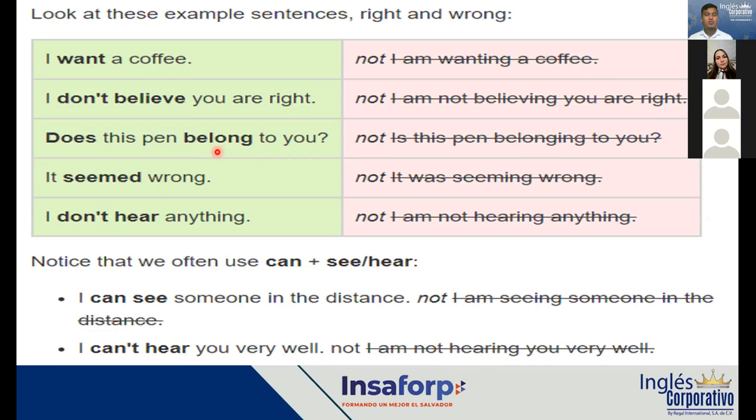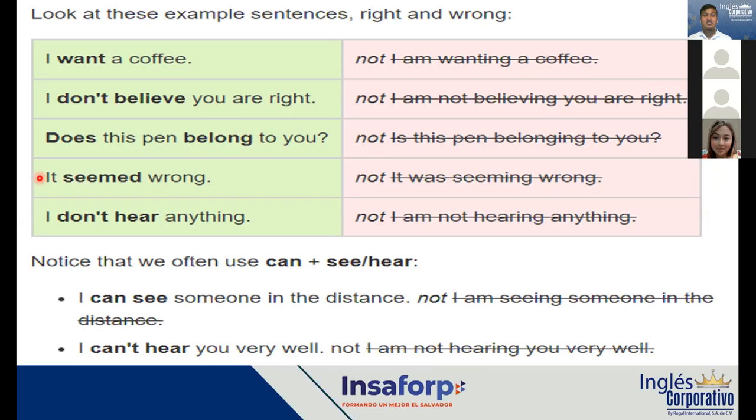So, it seemed wrong. What do you understand by this sentence? What do you guys understand? Parece erróneo. Parece o parecía? Parecía. Correcto. Why? Because it is in the past. It seemed wrong. So you cannot say it was seem wrong, because it won't make sense at all.